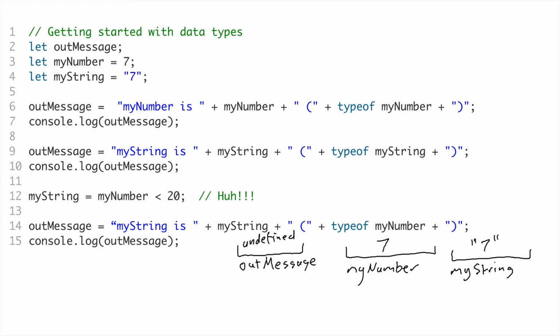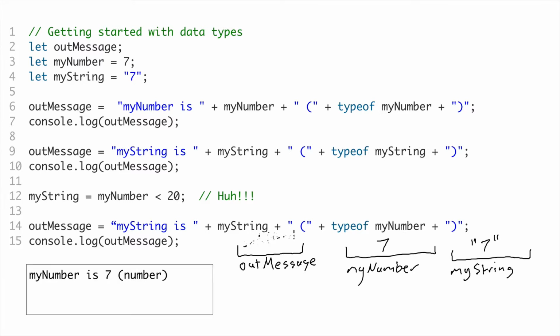So that would replace this undefined here with that string, which I'm not going to write out in full because it won't fit in there. Next we log that value, print it to the console, so we can have a look at what that would look like. We would basically see what we have down the bottom here. My number is 7 and its data type is a number.